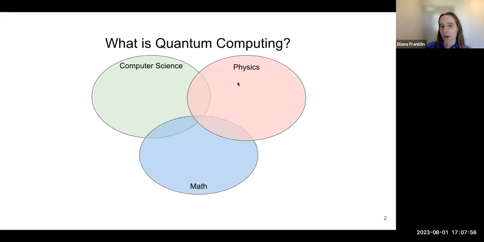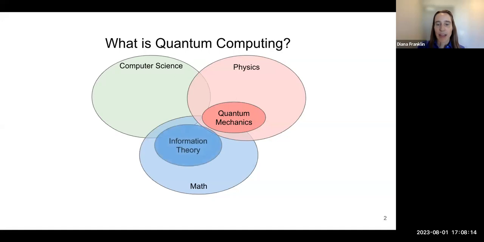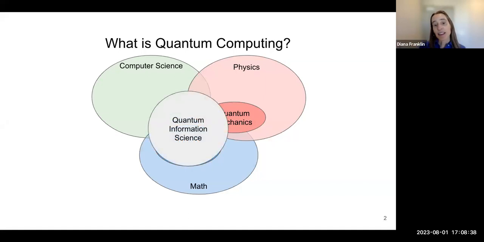But what is quantum computing and why should you care? So quantum computing is part of quantum information science, which has a lot of aspects to it. It all started out in quantum mechanics, which is mostly in physics with a lot of math thrown in. And that studies these physical effects that we observe in the world. And then that spawned information theory. And that's looking from a purely math perspective at what can we do with information that follows quantum principles. And quantum information science is all of this together.